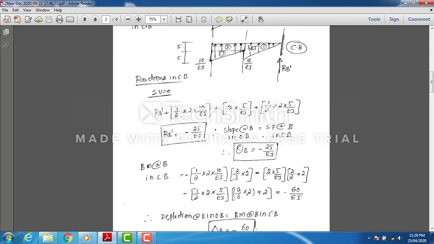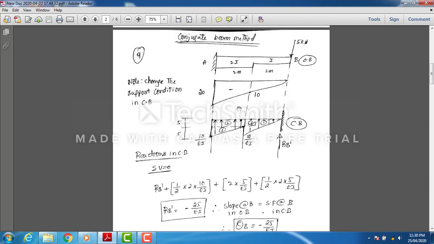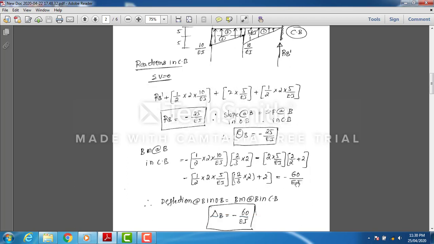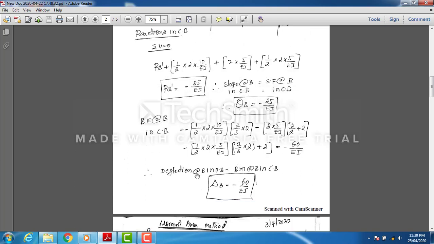Coming to area 2, it is a rectangle. Base into height, where base is 2 and height is 5, so 2 into 5. From the center of the rectangle to point B the distance is 2 by 2 plus 2. Coming to the third area, it's again a triangle: half into 2 into 5 by EI. The moment of this area about B is 2/3 of 2 plus 2. So it works out to minus 60 by EI. So the deflection at B in the original beam is equal to the bending moment at B in the conjugate beam. So the bending moment at B in the conjugate beam is minus 60 by EI.